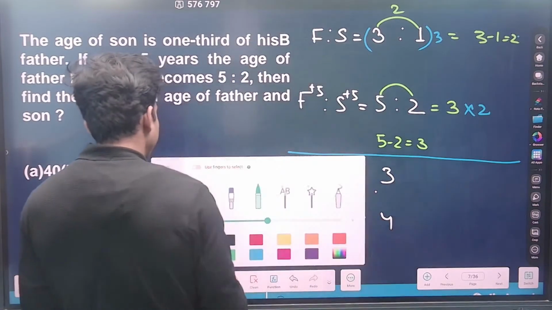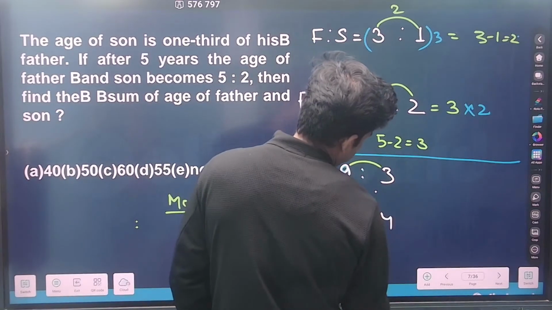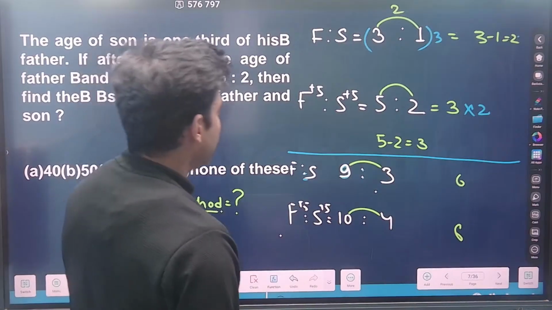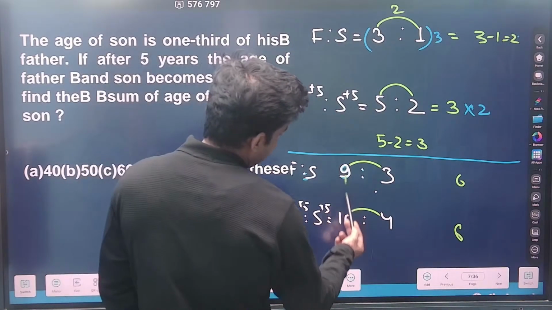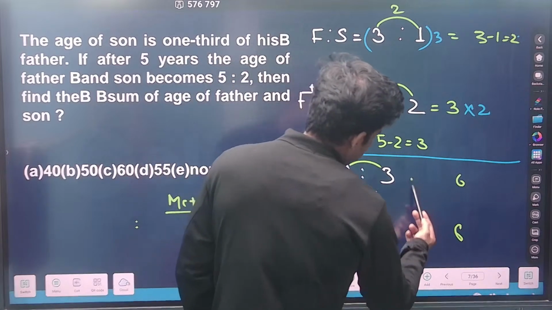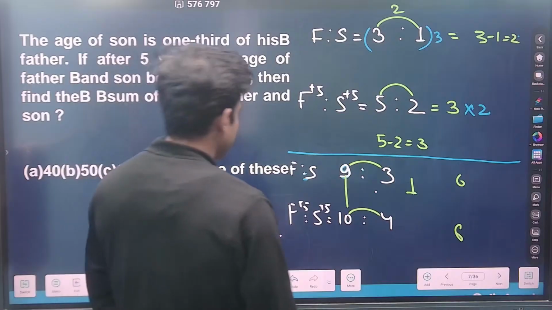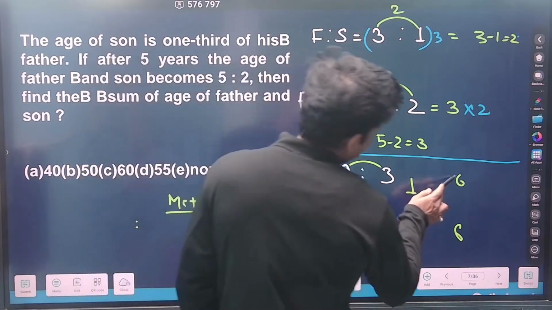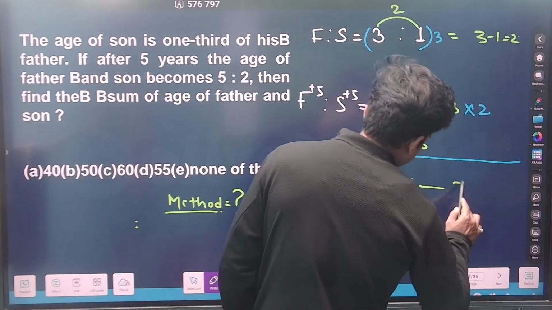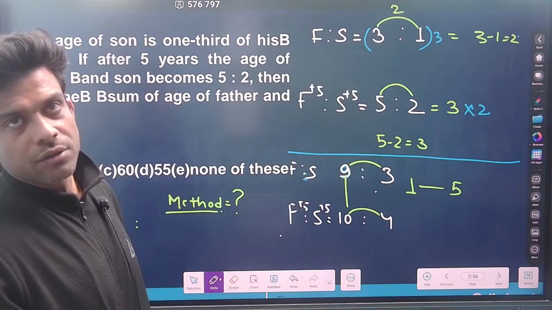How come? Here the difference is 6, you can see here the difference is 6, then here is also the difference of 6. In both the cases the difference is 6. Now according to you there is an increment of 1, 9 becomes 10, which is 1. According to the question the increment is 5, so 1 becomes 5, isn't it?